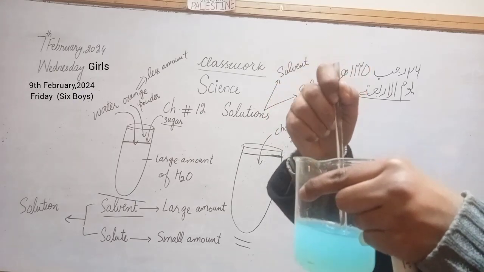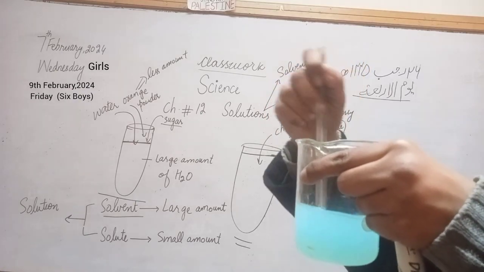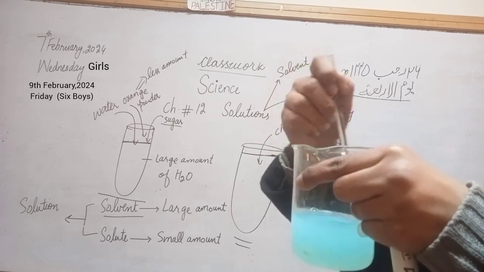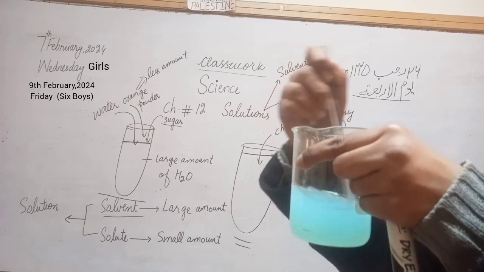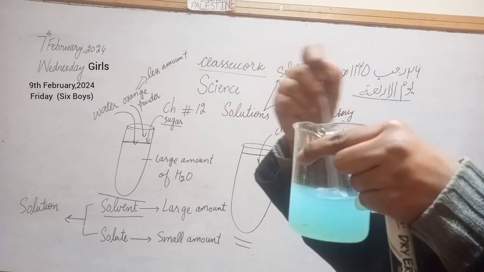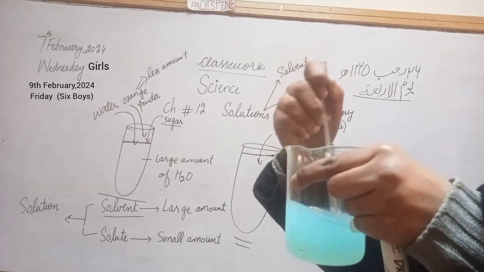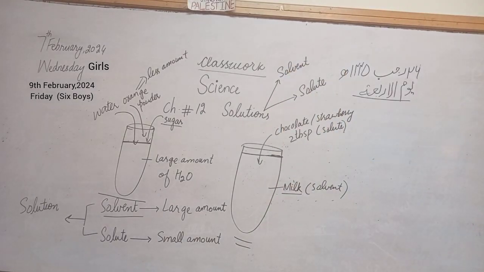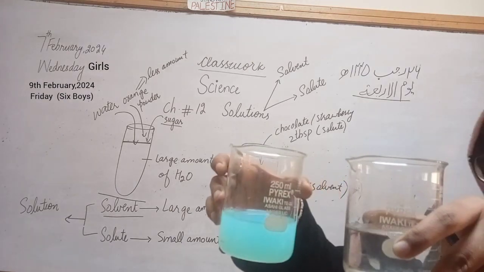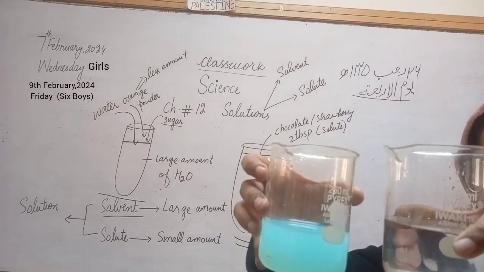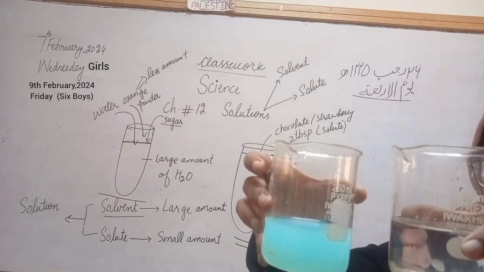Water and copper sulfate. Water is the solvent and copper sulfate is the solute. By mixing these two things, I will get my solution of copper sulfate. Today we have made two solutions. First one is of copper sulfate and second one is sugar solution. Here you can take a look. Sugar has not been dissolved yet. It will be mixed when we further mix it in water.